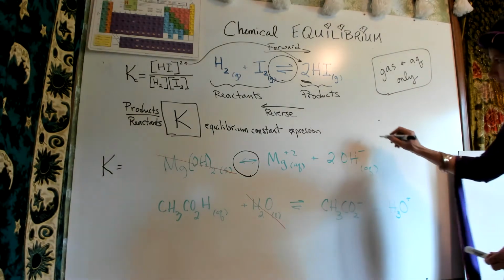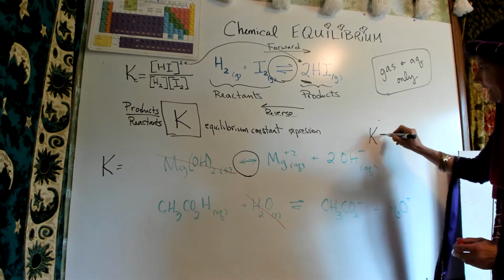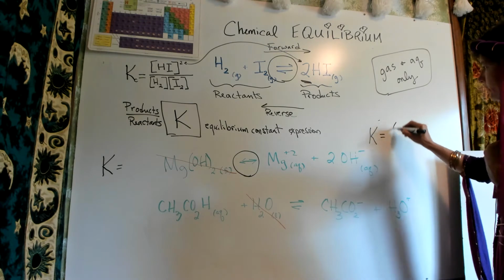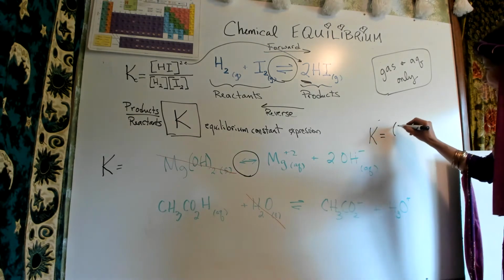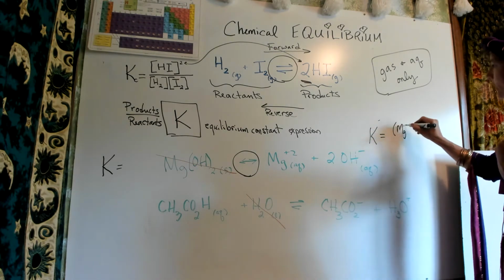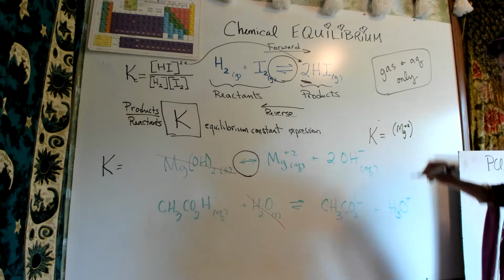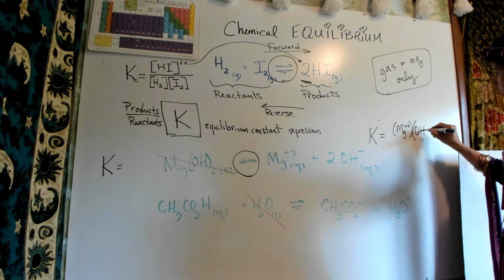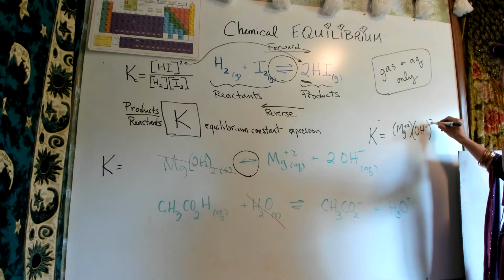So let's go ahead and write our statement for these. And these were in the notes. So we leave the solid off. We do the reactants, the products. So magnesium, you want to show it as the ion. The +2 is in the brackets. And then the OH negative is squared.